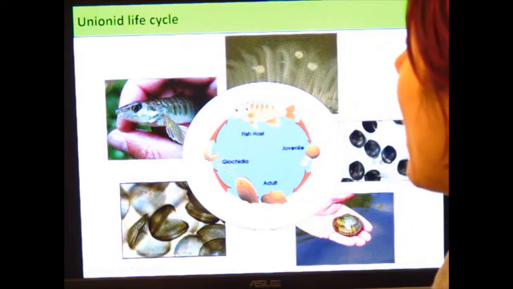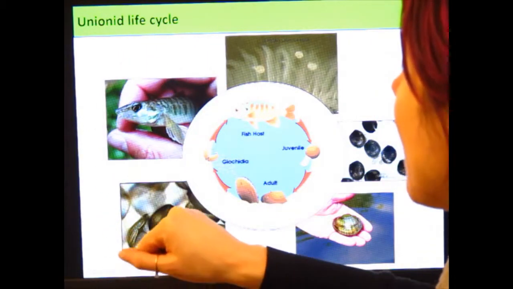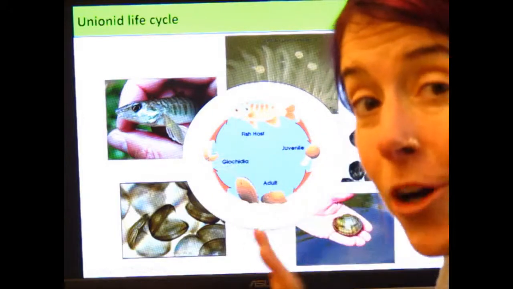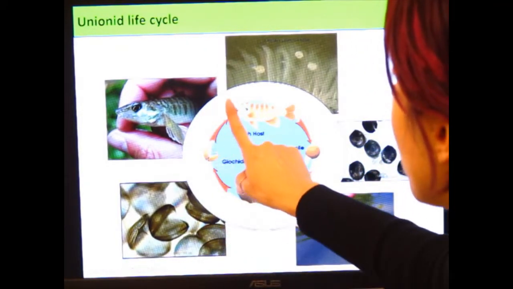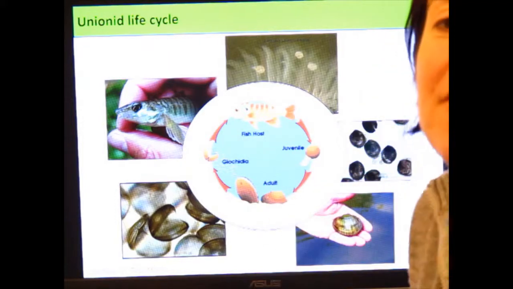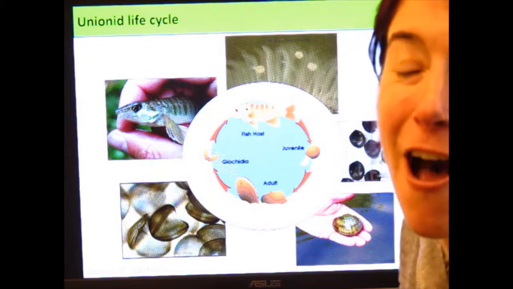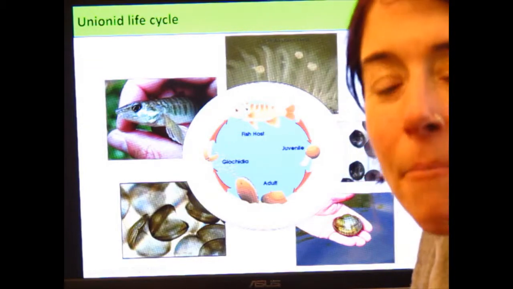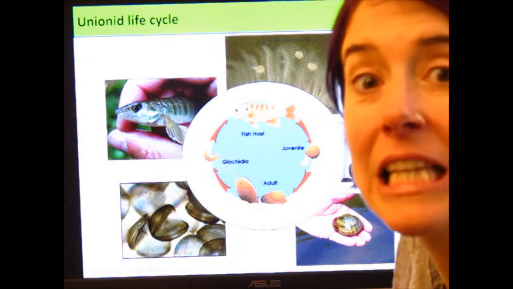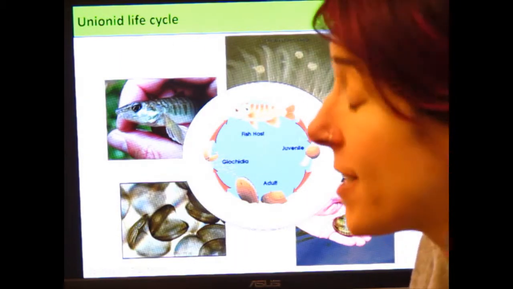So there's a group called the Unionids, and they're remarkably interesting because in order to complete their life cycle, they have to spend some of their time occupying the bodies of another organism. Not only another organism, but an organism from a completely different phylum of organisms.